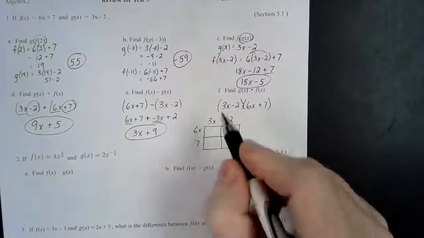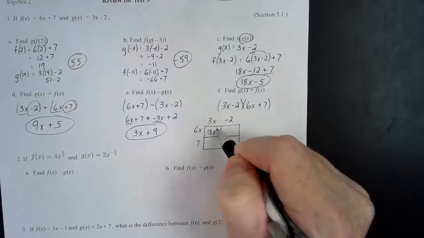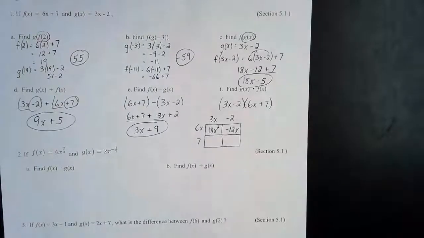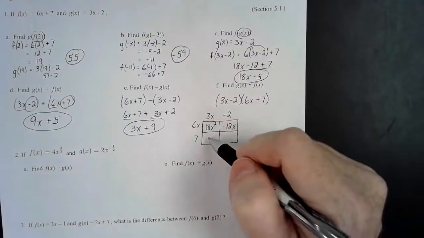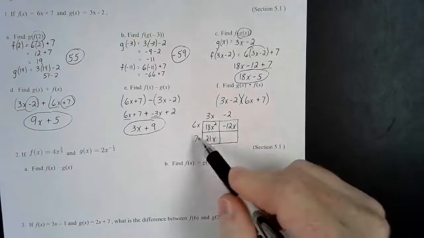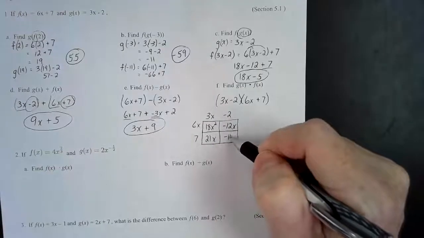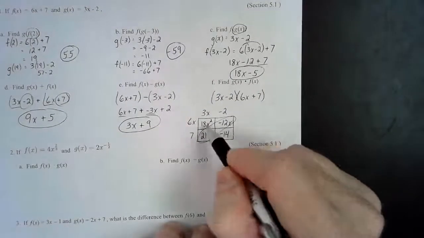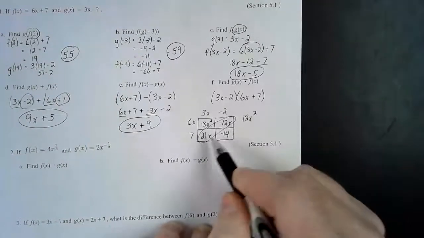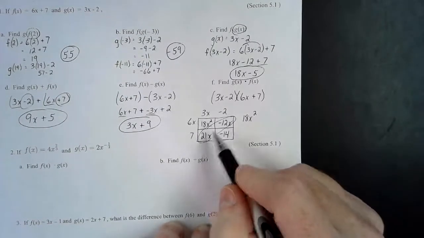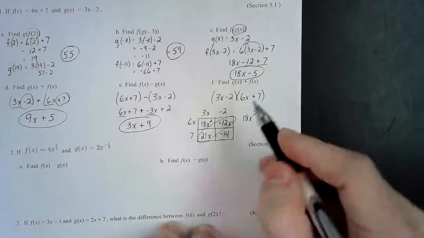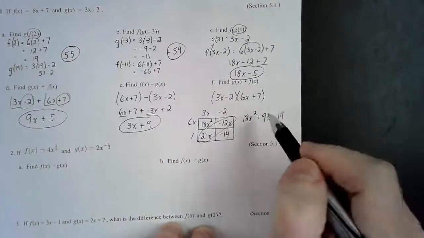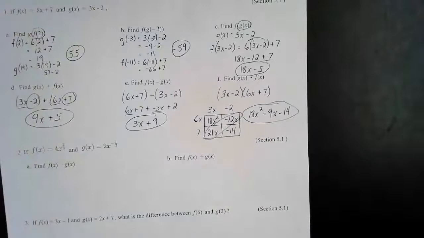All right, 6x times 3x is 18x squared. 6x times negative 2, negative 12x. 3x times 7, 21x. 7 times negative 2, negative 14. So putting all that together, you have 18x squared. These two can be added or combined. 21 plus a negative 12 leaves you positive 9x, and then you have a minus 14 on the end there, and that's the final answer there.